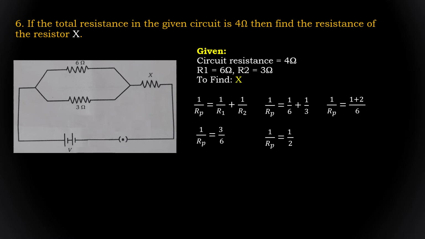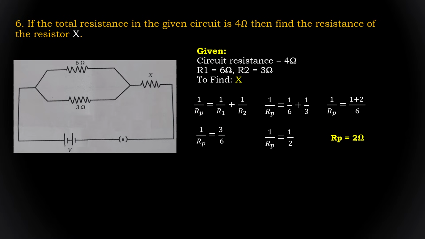So we just have to take the reciprocal of this. The moment I take the reciprocal of that, we get the value as Rp equals 2 ohms. So this has solved just half of the problem. We are still left with another half of the problem. We have to find the value of X.